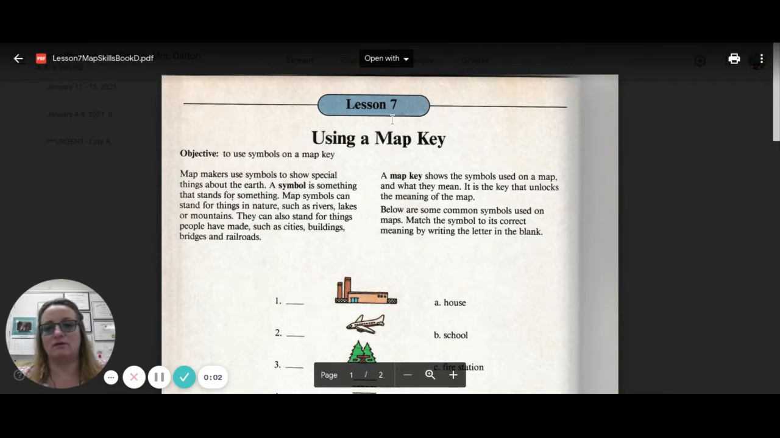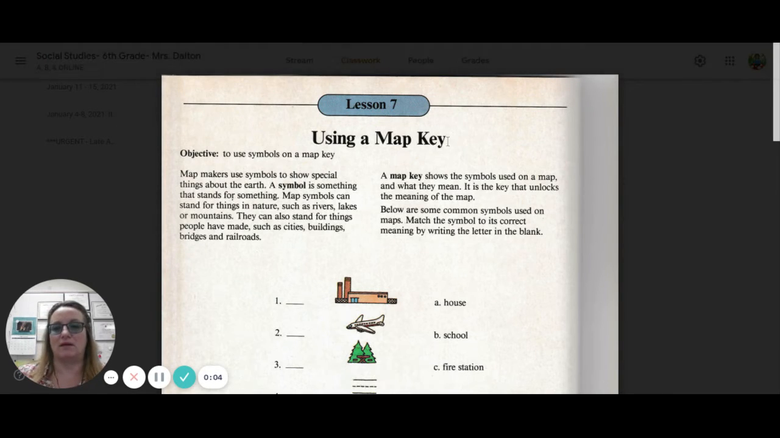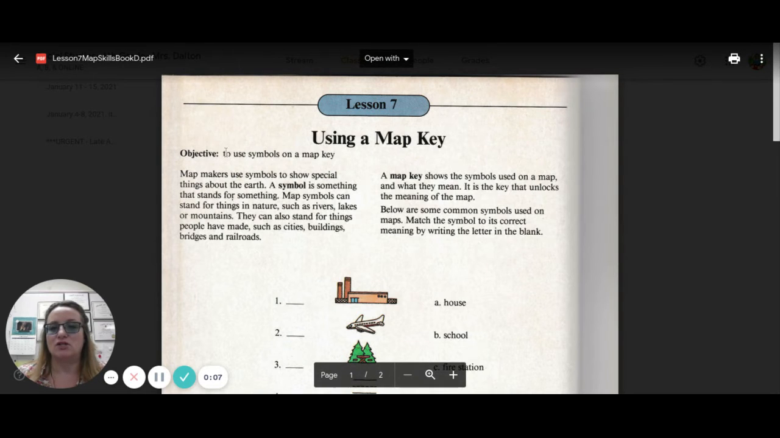This is Lesson 7, Book D, using a map key. Objective: to use symbols on a map key. So that's what we're trying to do here.